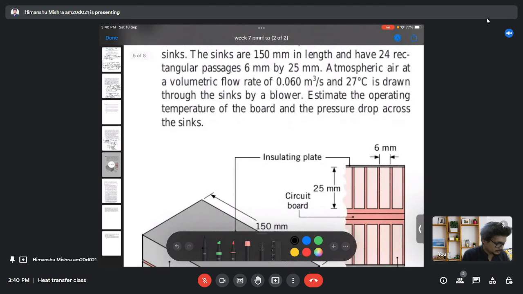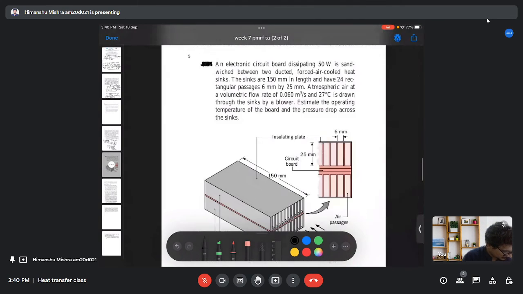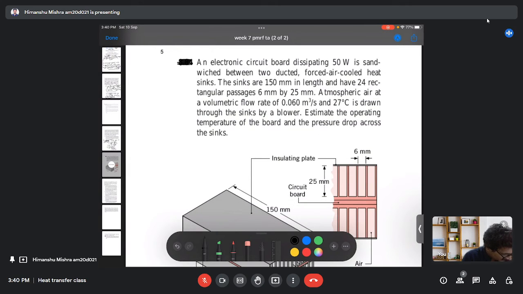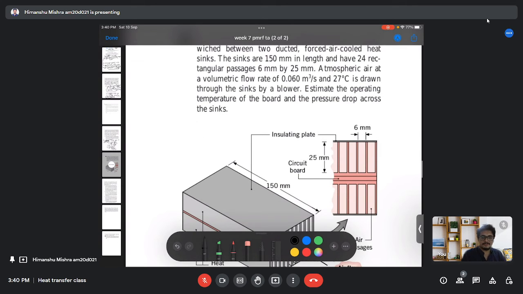So let's move to the next question. In the next question we have an electronic circuit board dissipating 50 watts, sandwiched between two ducted forced-air-cooled heat sinks. The sinks are 150 mm in length and have 24 rectangular passages, 6 by 25 mm. Atmospheric air at a volumetric flow rate of 0.06 meter cubed per second is given at a temperature of 27 degrees Celsius. We need to estimate the operating temperature of the board and the pressure drop across the sink.